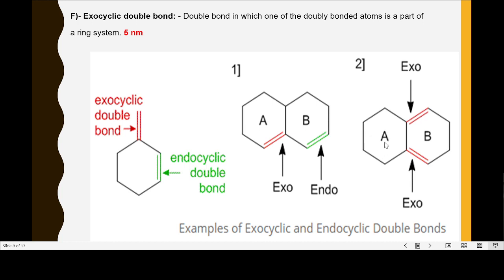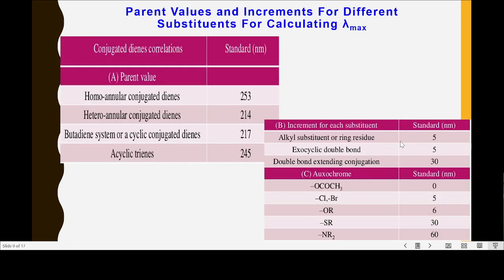The parent value for this example is 253 nanometer. But when we are considering ring A, it possesses 2 exocyclic double bonds. So we need to add 2 into 5, 10 nanometers to that of the parent value. So this is the table we need to follow for adding up for the dienes.